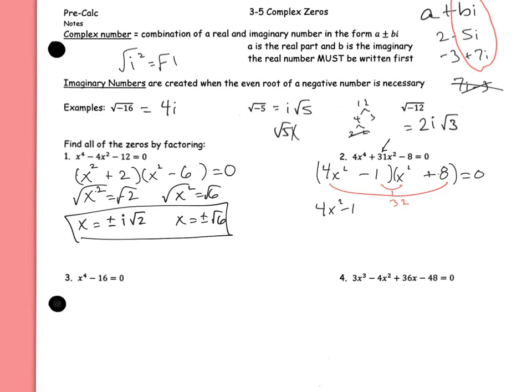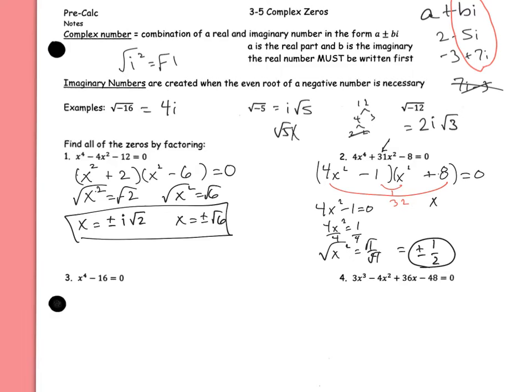So 4x squared minus 1 equals 0. 4x squared equals 1. When you divide by 4, we get x squared equals 1/4. And we'll take the square root of all of this. This is no radicals or anything. This is plus or minus 1/2.